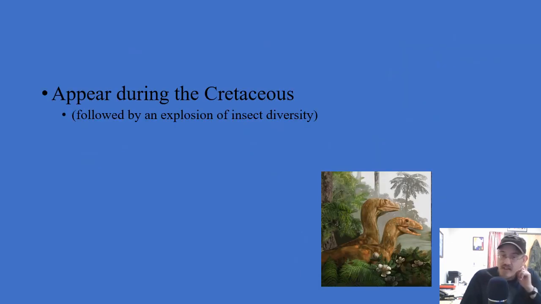So these seed plants appear in the Cretaceous, and that's followed by an explosion of insect diversity, because what we have going on is something that we haven't really mentioned in class. We have two organisms affecting each other's evolution, and that is known as coevolution. So this is when you have flowers evolving and then insects pollinating flowers, and then flowers evolving to attract more insects, and insects evolving to eat nectar from flowers, and they push each other in an evolutionary direction.